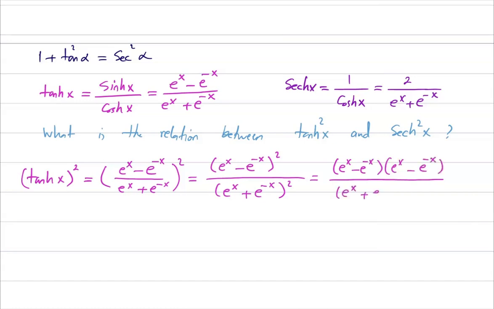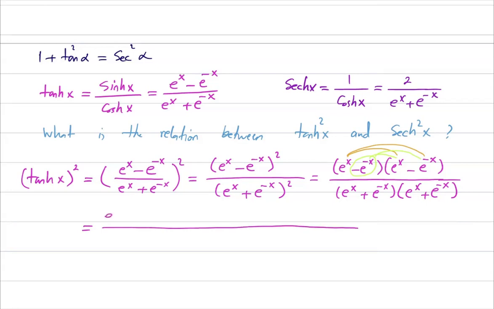e to the x plus e to the power minus x times e to the x plus e to the power minus x. In either case, I'm going to take this quantity and distribute it into parentheses, take the second quantity and distribute it into parentheses, and put it on the numerator. So this can be written as e to the 2x minus e to the x times e to the power minus x minus e to the power minus x times e to the power x plus e to the power negative 2x.